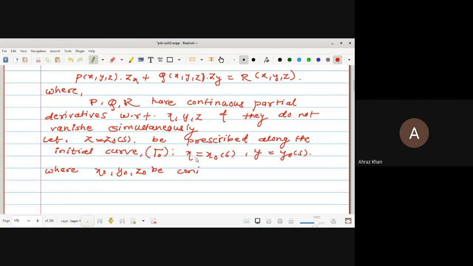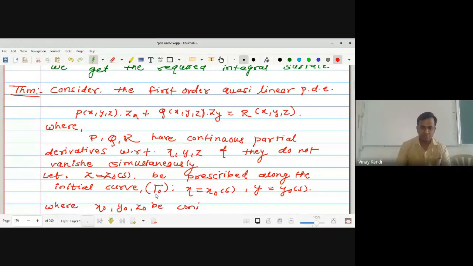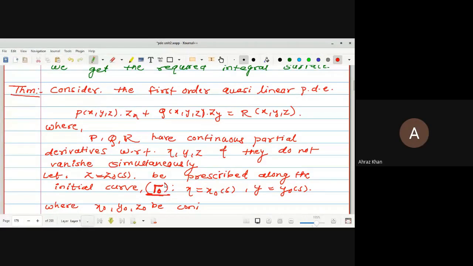Sir, after the initial curve, what have you written? Sir, there only, second last line. What is that symbol? This is the symbol of curve. Okay, sir.